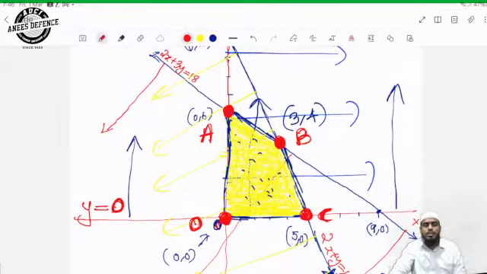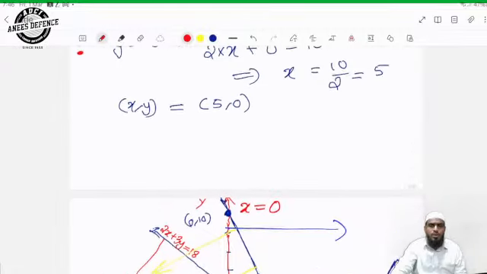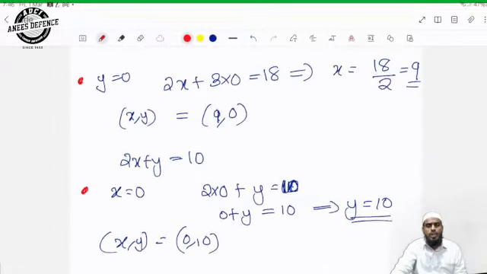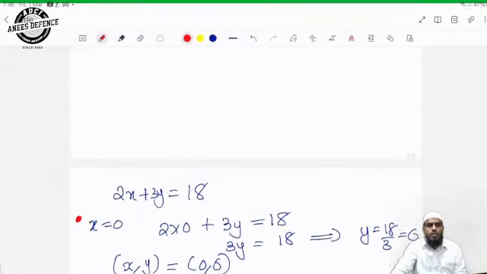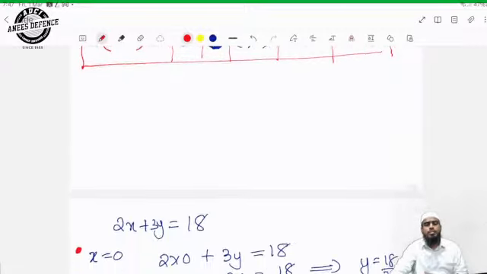By using the same technique, we are calculating the equation 2x plus y less than or equal to 10 also. So when you are putting x equal to 0, you are getting y equal to 10, and when you are putting y equal to 0, you are getting x equal to 5. By connecting (0, 10) and (5, 0), you are getting a straight line. Then the same thing can be applied here also.